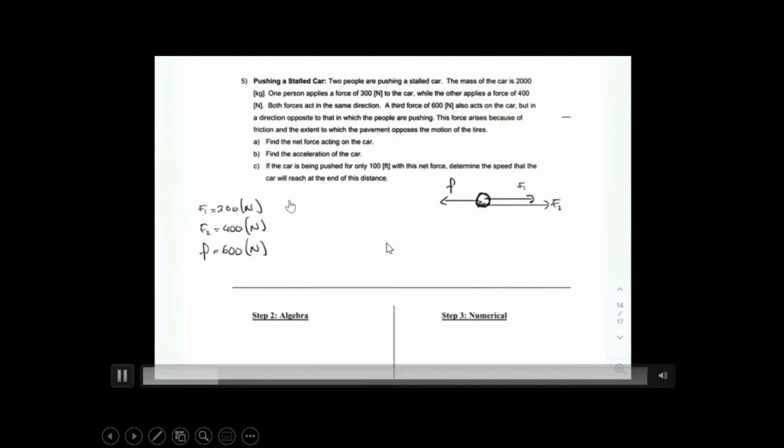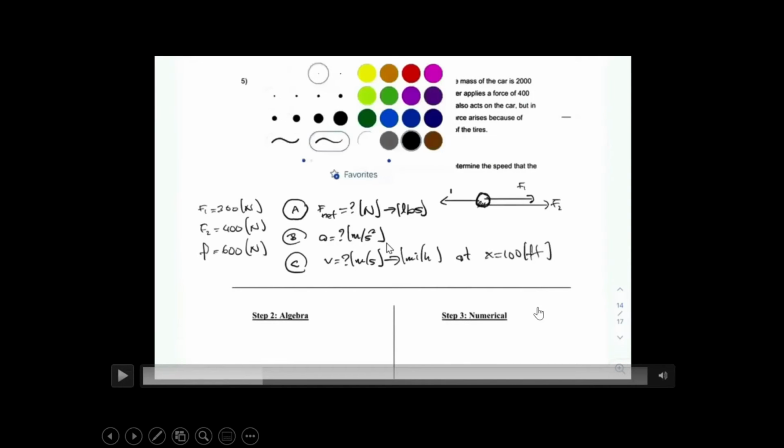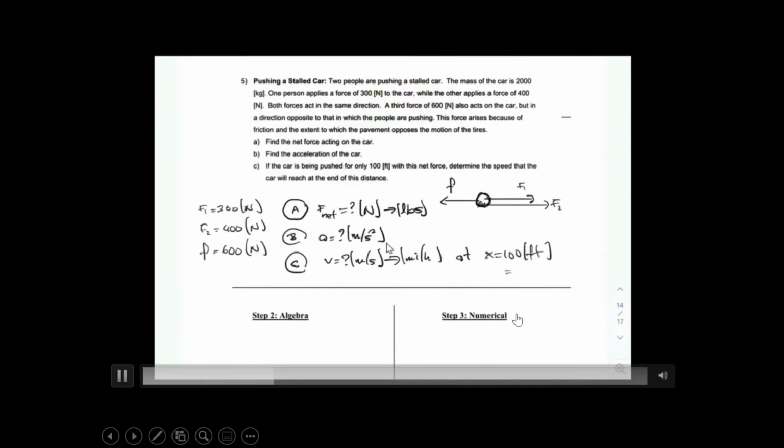Part A is finding the net force. We want it in terms of newtons for physics, and then in pounds for us, and then get the acceleration. You've got these 2 people pushing the car only for 100 feet. So determine the speed of the car at this distance: meters per second for physics, miles per hour for us, at a distance of 100 feet. That's the only thing that needs conversion to meters. And then we'll get it in terms of meters.